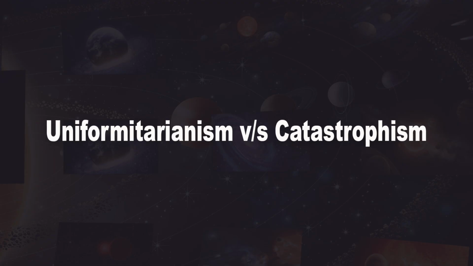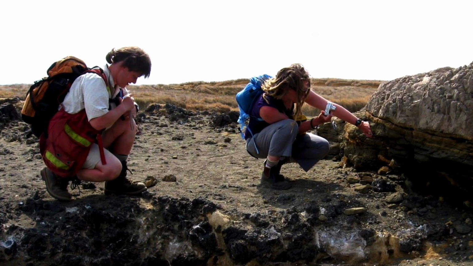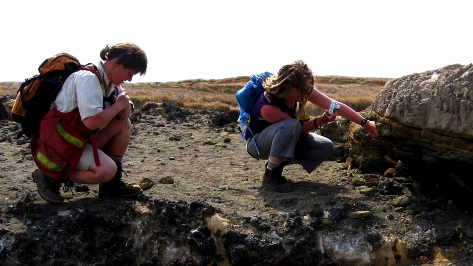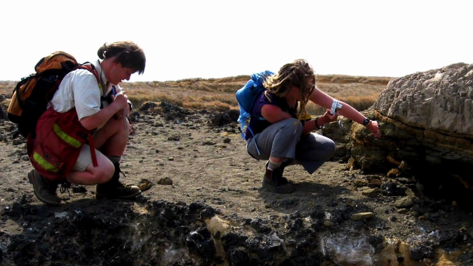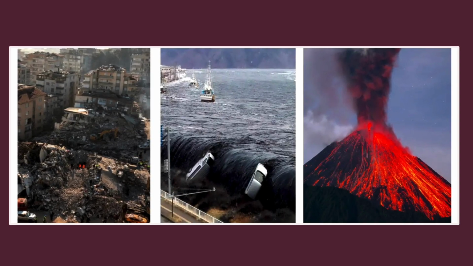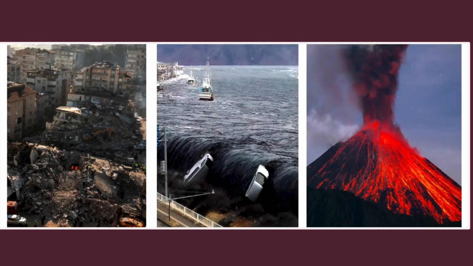Uniformitarianism versus catastrophism. Today, most geologists recognize that while the principle that the present is the key to the past is valid, the intensity of geological processes has not always been uniform. It is now widely accepted that Earth's surface has evolved through slow, gradual changes punctuated by occasional catastrophic events such as volcanic eruptions, massive floods or asteroid impacts that have significantly altered the landscape in short periods.